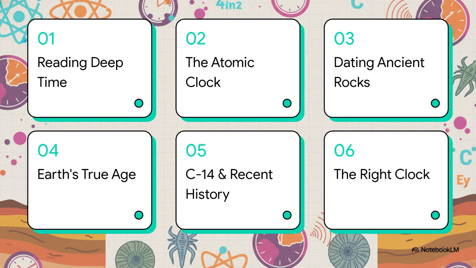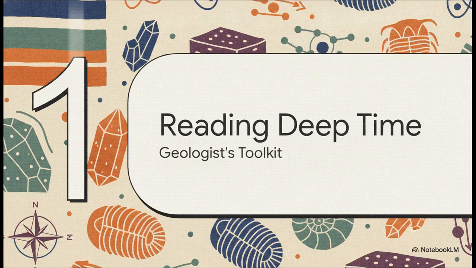Here is our roadmap for today. We'll start with reading deep time, move into the atomic clock, dating ancient rocks, figuring out Earth's true age, carbon-14 for recent history, and finally, choosing the right clock. All right, let's kick things off with Section 1, Reading Deep Time.